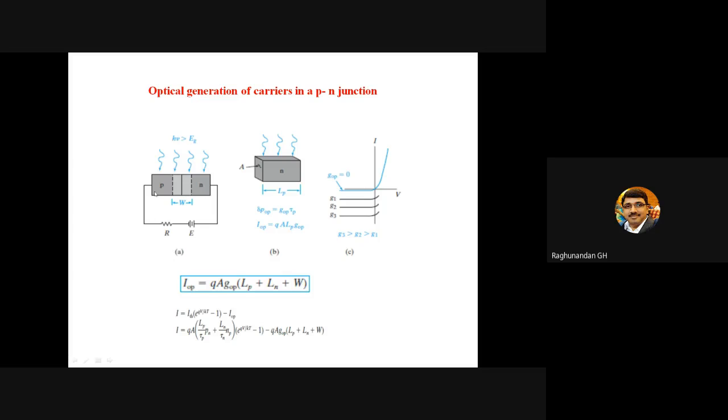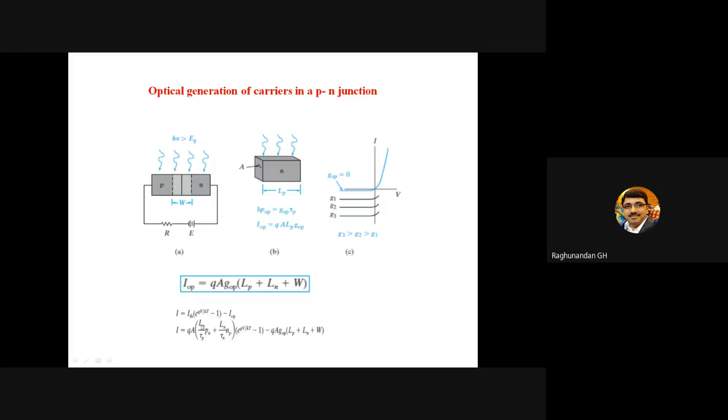LP indicates the length of the p layer. Pn indicates the number of minority charge carriers in the p layer, that is electrons in the p layer. Np indicates the number of holes in the n layer, because in the n layer holes are the minority, and in the p layer electrons are the minority. Ln is again the length of the n layer, tau n is the lifetime with respect to the electrons, and Np indicates the number of minority charge carriers in the n layer.